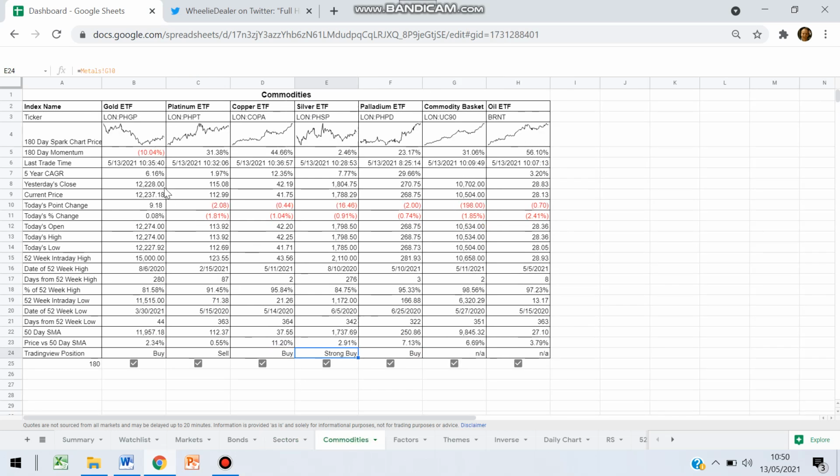Commodities, so various metals, and then this one is a commodity basket that's got some other, I think, agricultural products potentially in there as well. So again, I'm looking to see whether some ones are potentially a bit overbought, which potentially copper is here. I've got the sparklines as well.